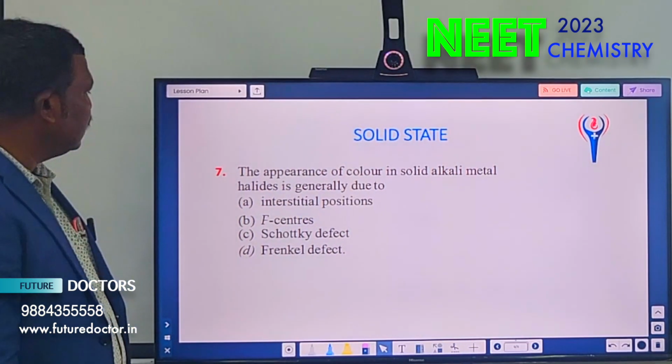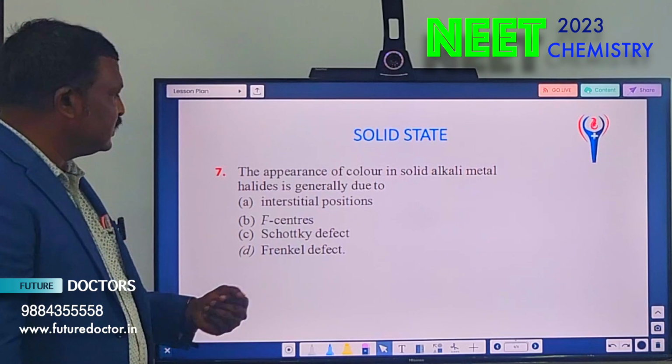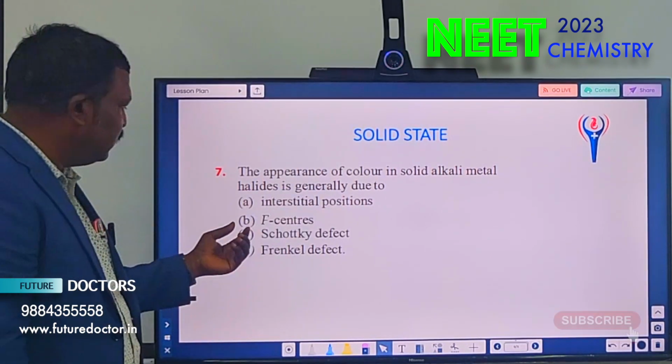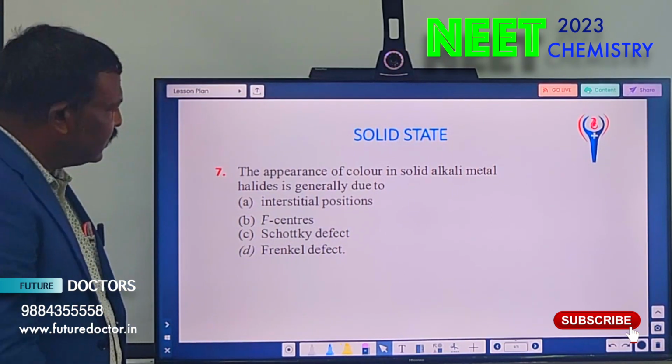Next one. Seventh one. The appearance of color in solid alkali metal halides is generally due to dash. A. Interstitial position, B. F center, C. Schottky defect, D. Frenkel defect. Okay, so these are the 7 questions.